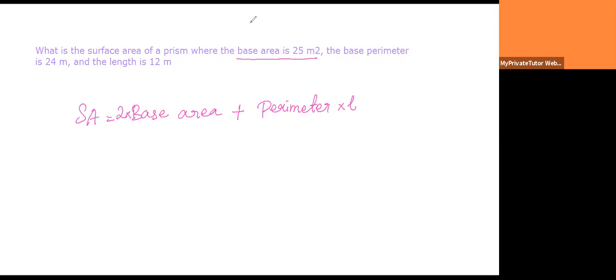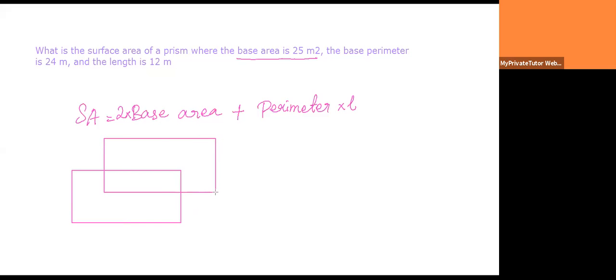Let's consider this as a rectangular prism. Just assume we don't know which type of prism it is, so we assume it is a rectangular one and try. Have a look at this. What do you mean by a base area? The base area is the bottom one. So this area is the base area.